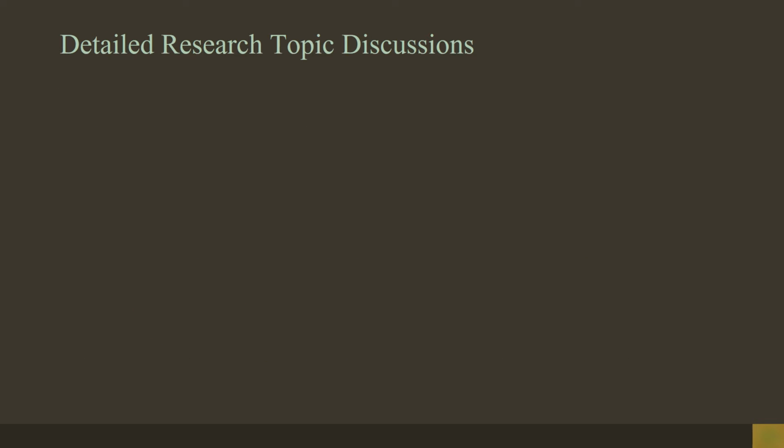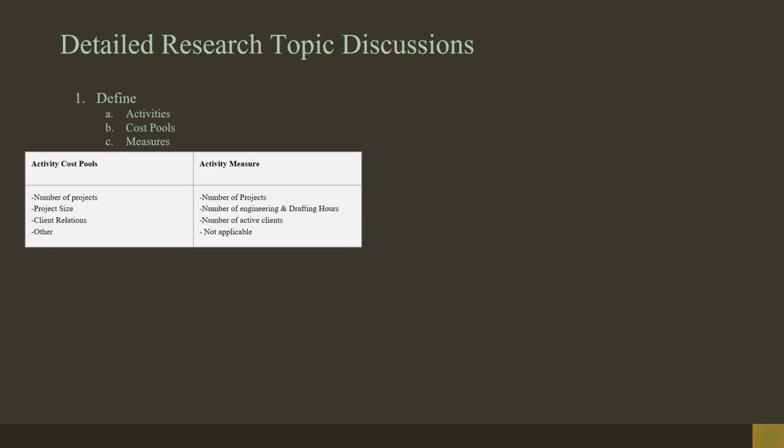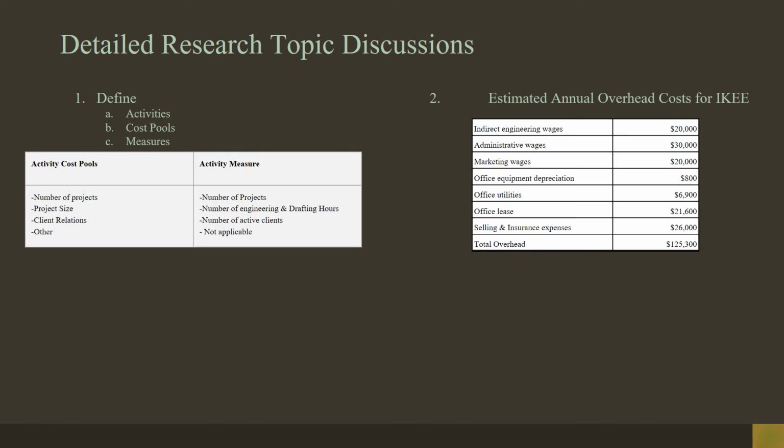This is Jared Maddox, and I will be discussing the steps that were taken to determine the break-even point for the engineering firm IKE. The first step was to define the activities, the cost pools, and the activity measures. The activity cost pools that were selected were the number of projects, the project size, client relations, and other. The corresponding activity measures were the number of projects, the number of engineering and drafting hours, the number of active clients, and not applicable for the other activity cost pool.